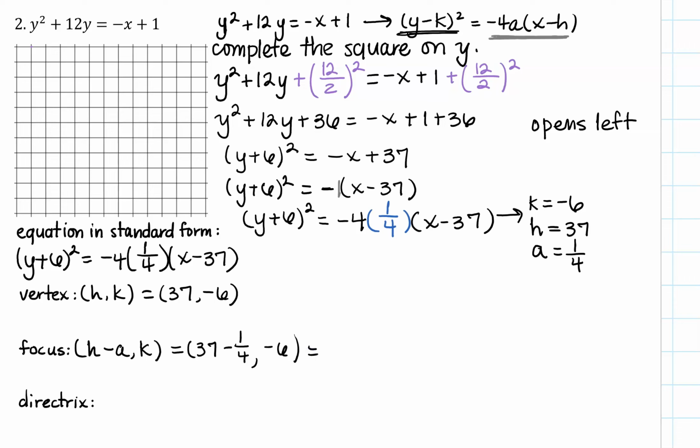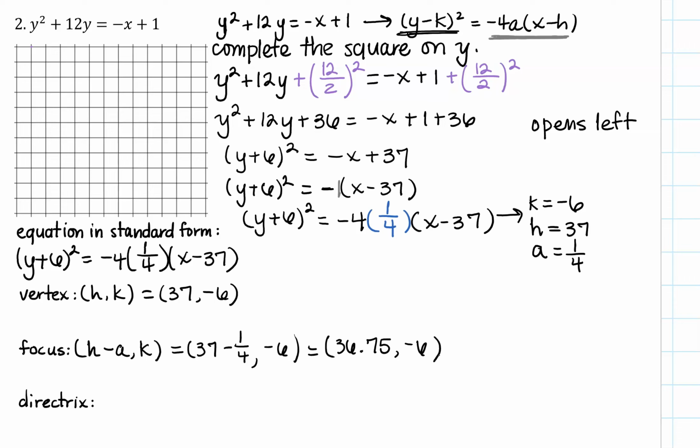37 minus 1/4 is 36.75. We could write that as a decimal or as a fraction, but since we're going to be plotting this, I'll leave it as a decimal. So we have 36.75, comma, negative 6.